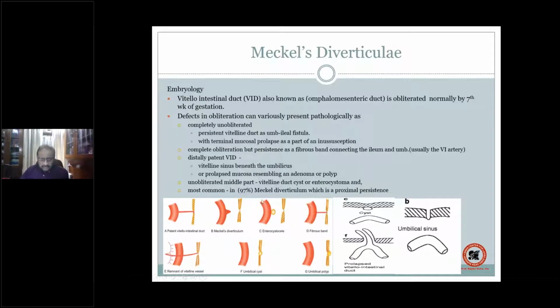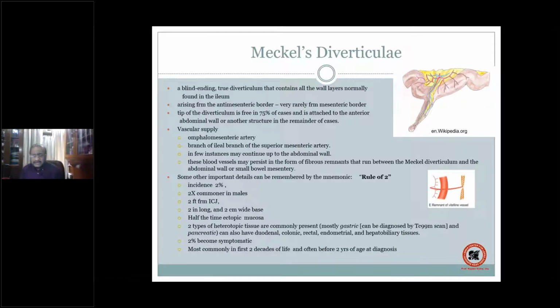And the most common is what we know as the Meckel's diverticulum, which is this, with a 97% occurrence among abnormal obliterations of the vitellointestinal duct. So that is the most common abnormality, and this is the proximal persistence of the vitellointestinal duct. Now, it's a blind-ending true diverticulum. Why do we say true diverticulum? Because it has all the layers in the wall, starting right from the mucosa, extending up to the muscle layer. So all the layers exist out here, and it is normally found in the terminal ileum.